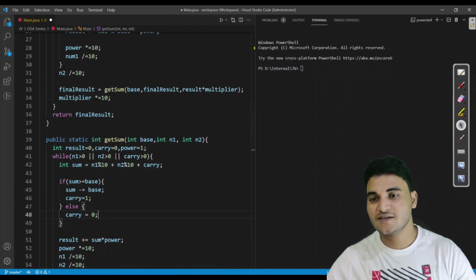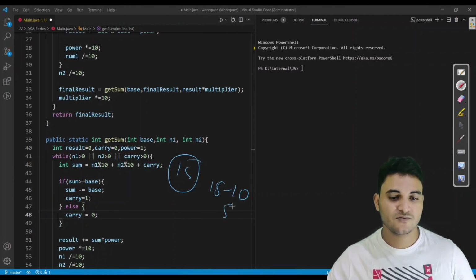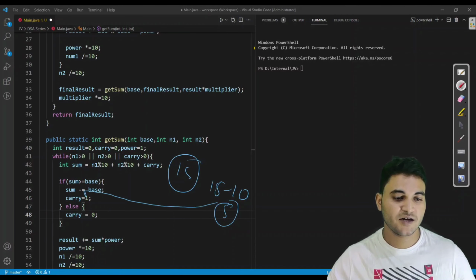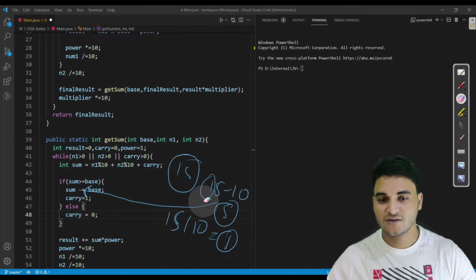Let us say the example was that we got 15 as the result. So we have to subtract 10, which is the base in the case of decimal, so we would get 5. We would add 5 here, and we have to store this 1 as the carry also. So how do we store 1 as the carry? 15 divided by 10, so that we would get 1 as the carry. Fine. So this is the logic for this.